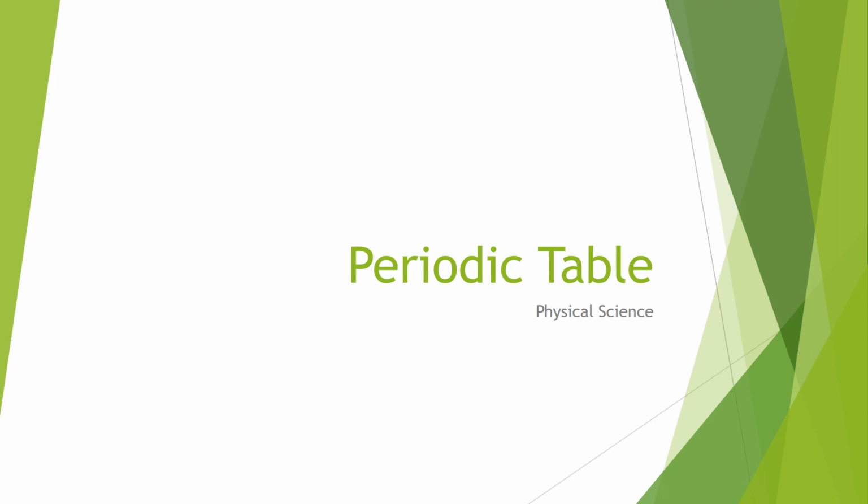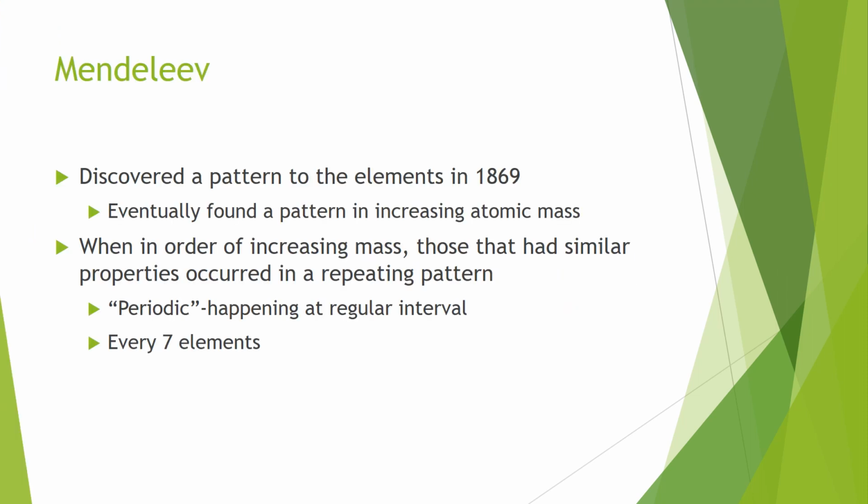Okay, to start chapter 5, we're going to talk about the periodic table. So first off, Mendeleev was the person who first originally discovered there was a pattern to the elements that we have. So that was way back in 1869. When he originally designed the periodic table, he found that there's a pattern with atomic mass. So he arranged them in order of increasing atomic mass from smallest to biggest.